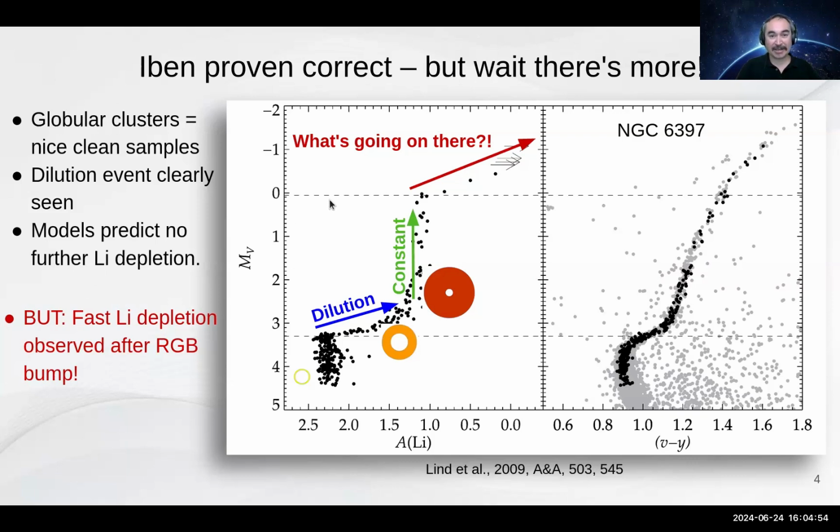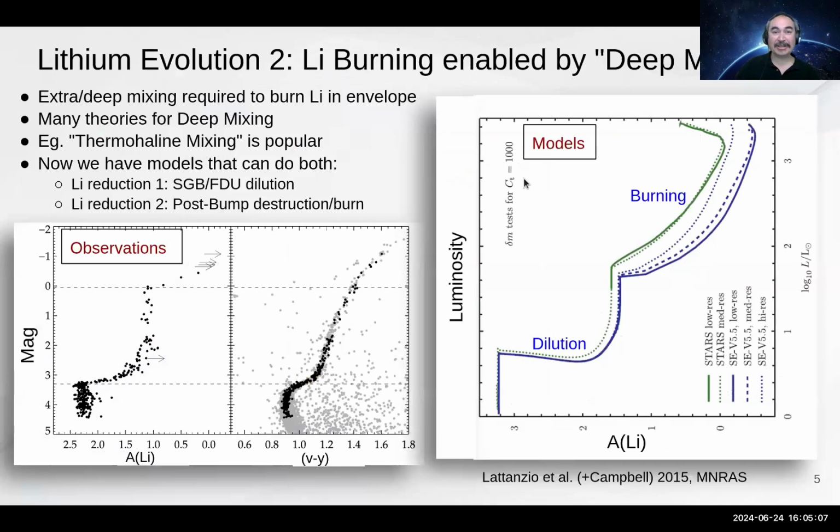The dashed line is the location of the RGB bump in the luminosity function. So it seems to turn on around the bump time and then rapidly deplete that lithium. This started a whole industry known as deep mixing or extra mixing. Some people call it dark mixing. There were a lot of theories about how you could get this extra mixing at the bottom of the convective envelope to try and burn the lithium. Probably the most popular one these days is thermohaline mixing.